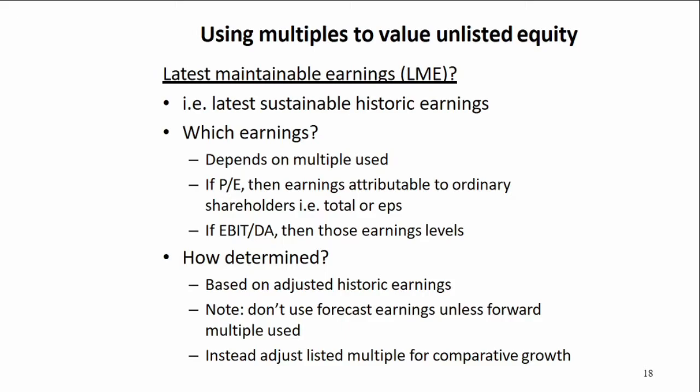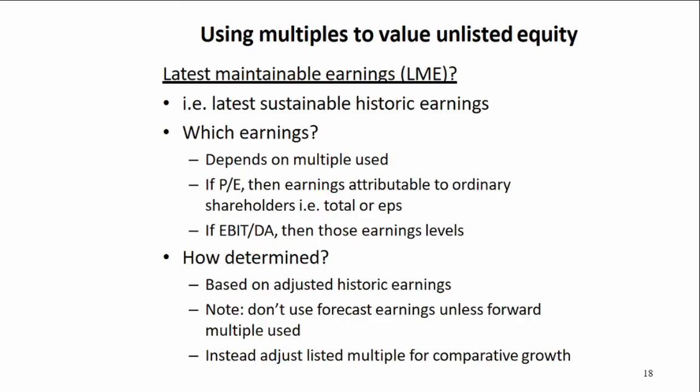So how are we going to determine the latest maintainable earnings? We are going to look at our historic earnings and we are going to adjust our historic earnings for items that are considered to be not maintainable. In most cases, when we are trying to calculate the latest maintainable earnings, it is not appropriate to use forecast earnings unless a forward multiple is used.